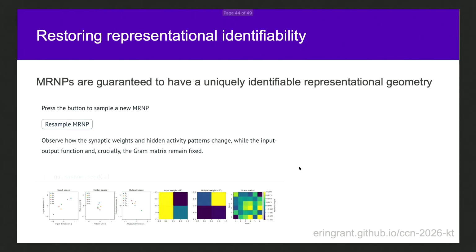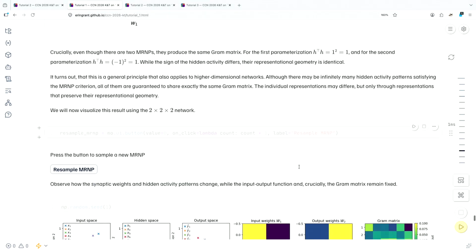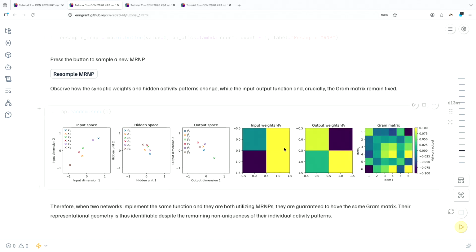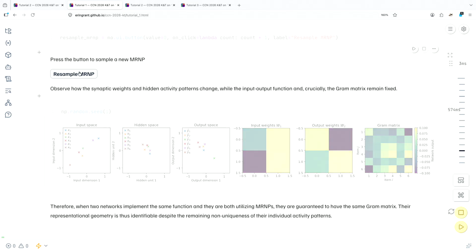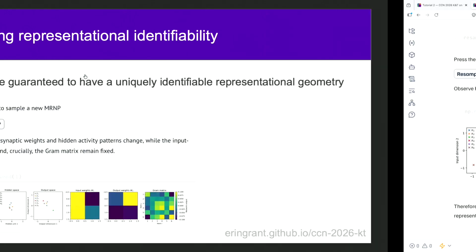And it further turns out that this generalizes to higher dimensions. In this case, and again, we have a little thing in our notebook, we now go to the network with 2 input, 2 hidden, 2 output neurons. It turns out there are many different minimum representation parametrizations that all have exactly the same gram matrix, but they have different weights and different hidden representations. So we preserve the gram matrix, so they become comparable.